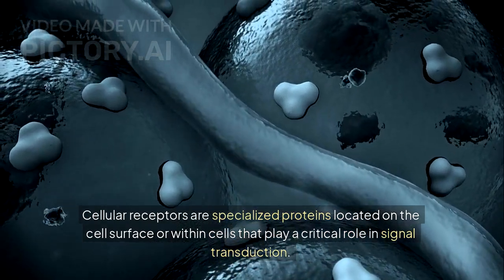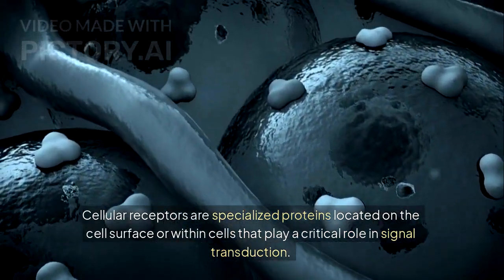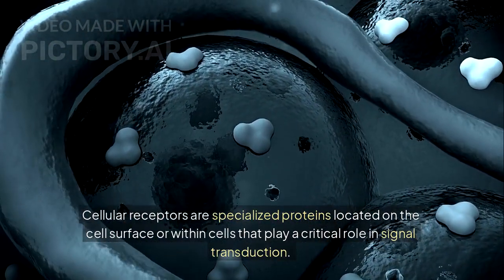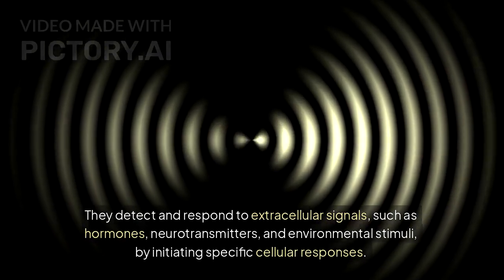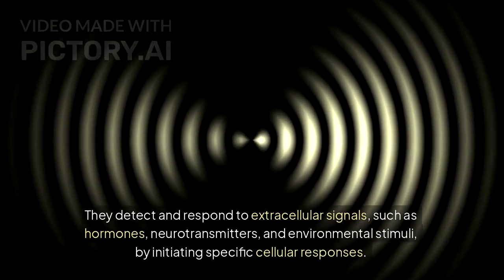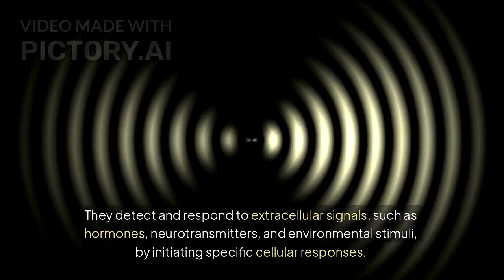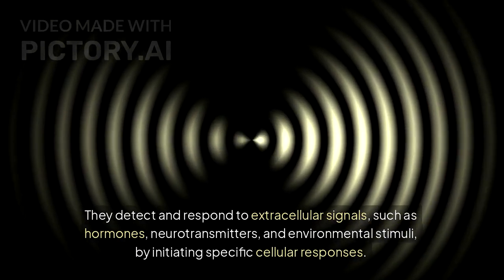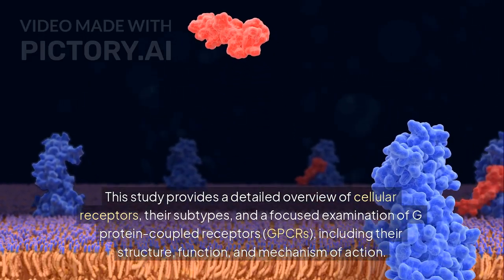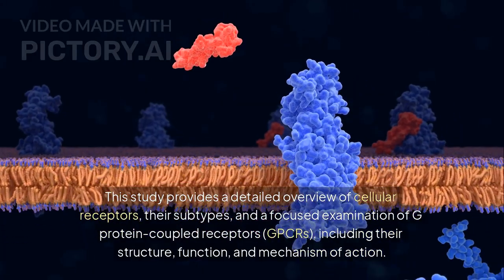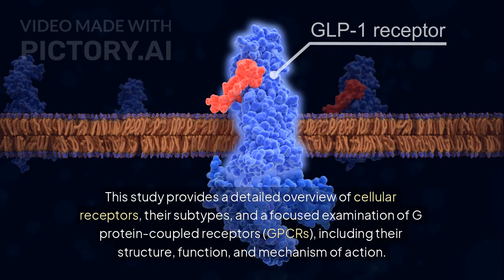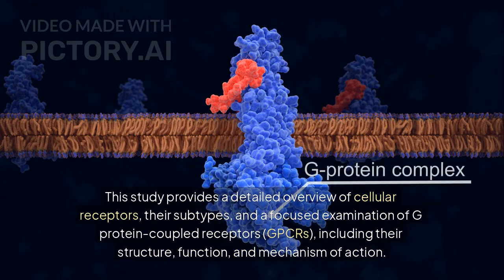Cellular receptors are specialized proteins located on the cell surface or within cells that play a critical role in signal transduction. They detect and respond to extracellular signals, such as hormones, neurotransmitters, and environmental stimuli, by initiating specific cellular responses. This study provides a detailed overview of cellular receptors, their subtypes, and a focused examination of G-protein-coupled receptors, GPCRs, including their structure, function, and mechanism of action.